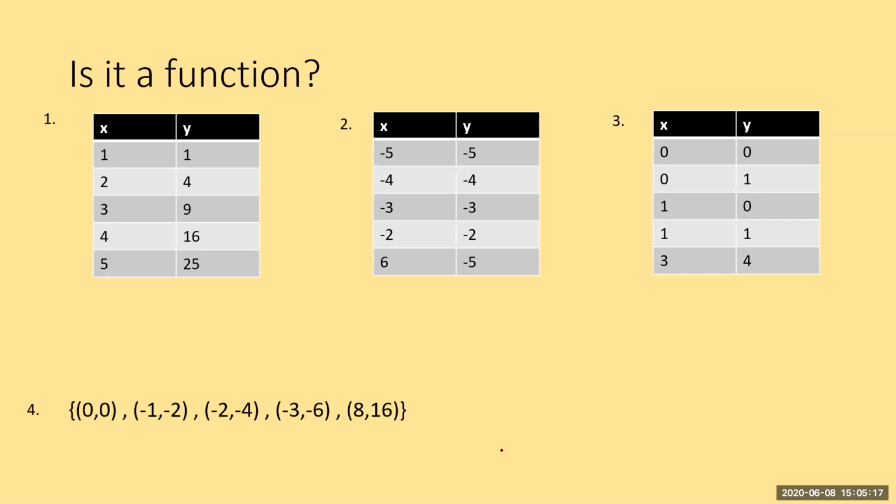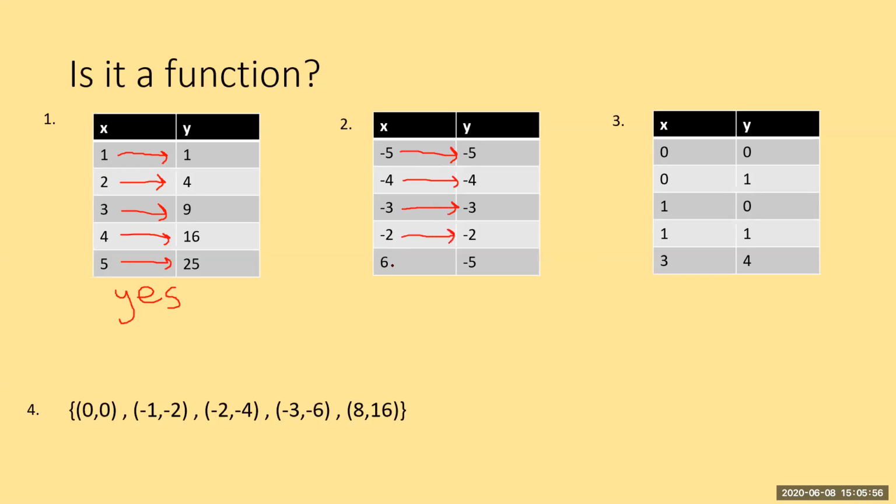So for number 1, when we look at each of these inputs, each of these inputs is only going with one output. Right, each input actually only shows up once. So that means it's definitely going to be a function. So we would say, yes, this is a function. For number 2, again, each input is only going with one output.